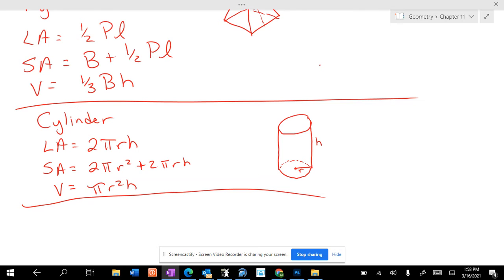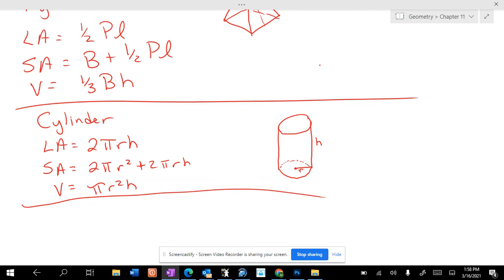2 pi r is the circumference, which is the perimeter of the base. So basically, the lateral area of a cylinder is the same as the lateral area of a prism. It's the distance around the base times the height, the perimeter of the base times the height. But we say 2 pi r because that gives us more information, makes life easier.